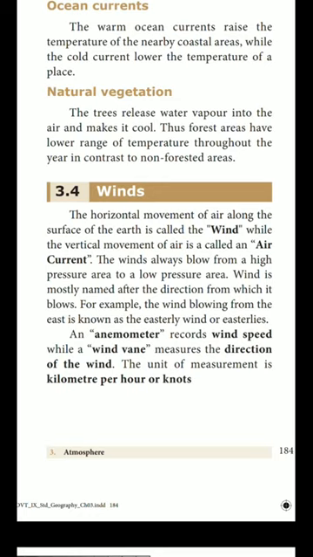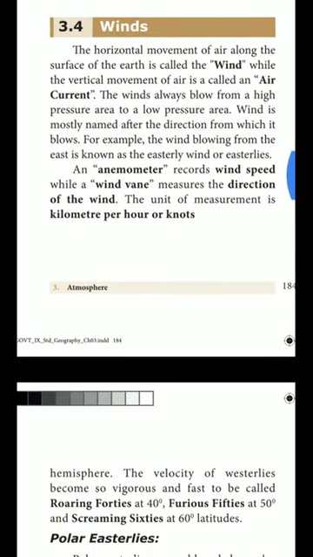Next one, do you know which is the instrument used to measure this wind? It is the anemometer, which records wind speed, while a wind vane measures the direction of the wind. So, please students, sometimes they may ask a one word question, which is the instrument used to measure the speed of the wind, that is the anemometer. And next one, which is the instrument used to measure the direction of the wind, that is the wind vane. So, do you know which is the unit for the measurement of this wind, that is the kilometer per hour or knots?